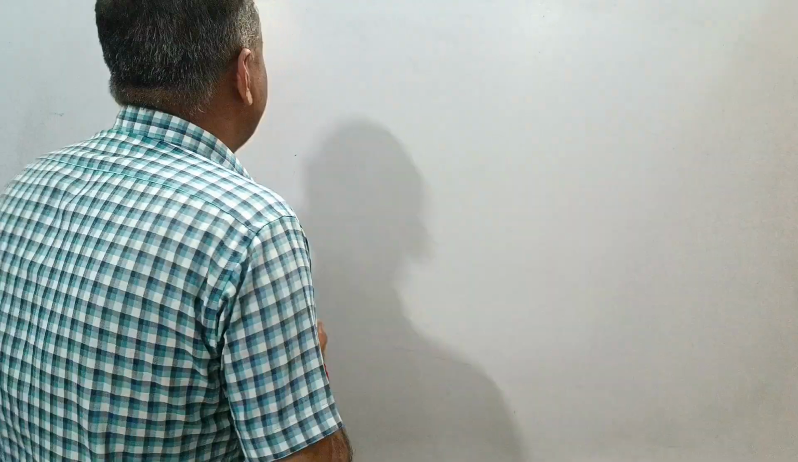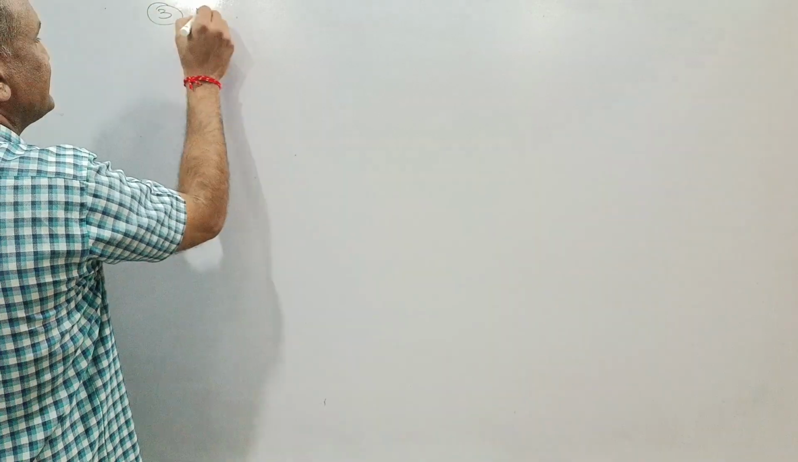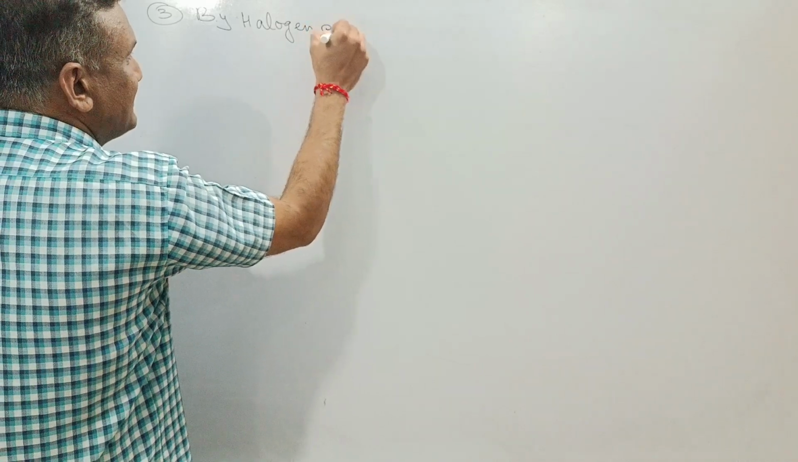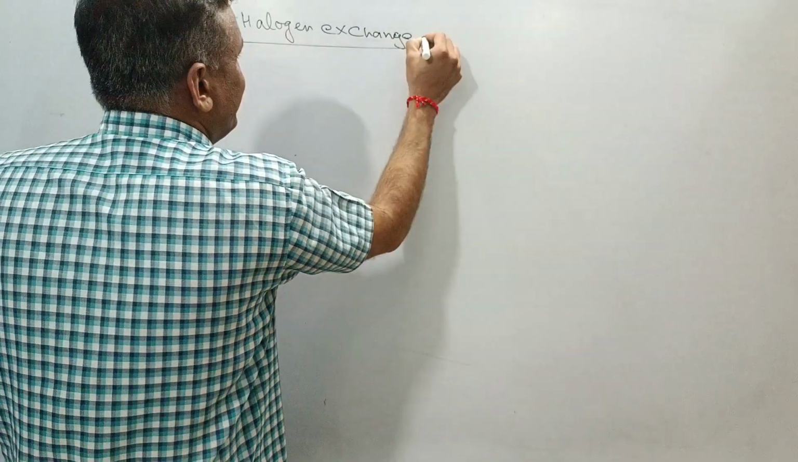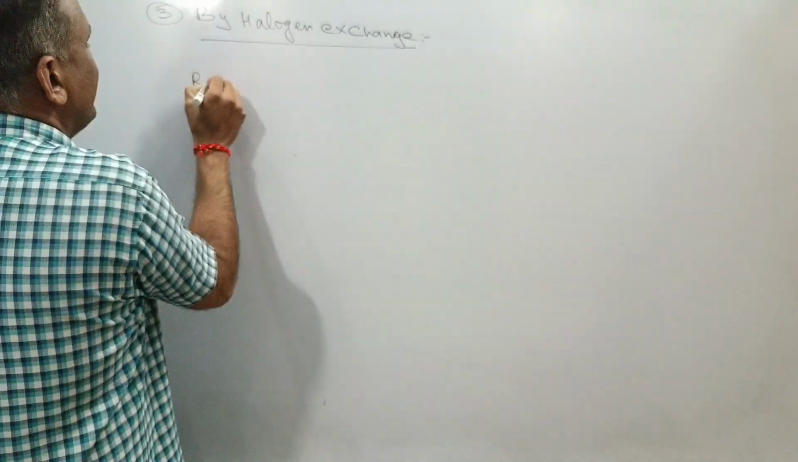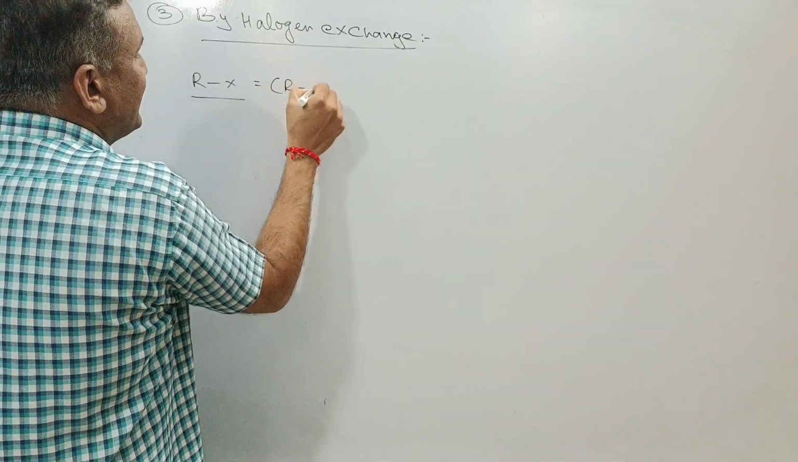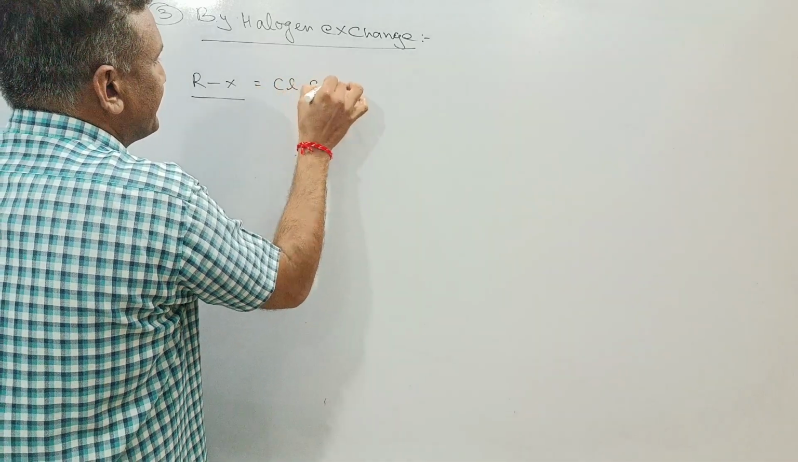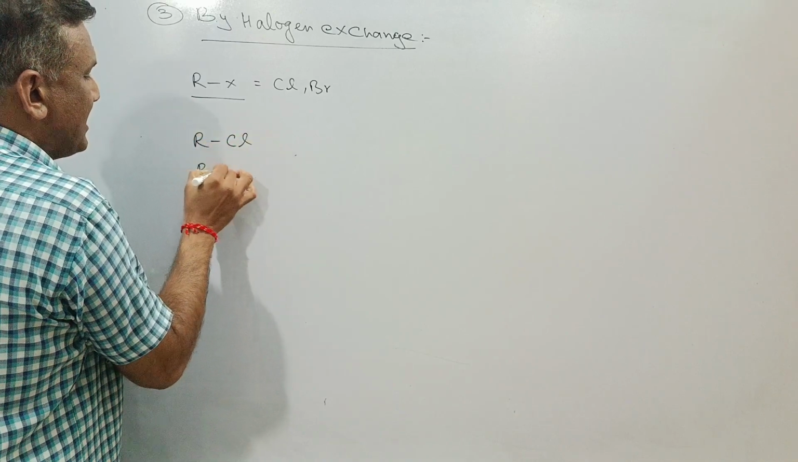If we go further, that is the third technique, called halogen exchange. By halogen exchange, this is the most important. Here there will be an exchange of halogen. Suppose you have a halogen derivative, you can take RCl and RBr.